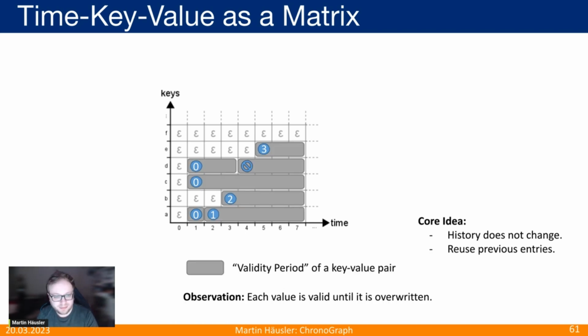And that looks like this. I call these gray boxes validity periods. Each key value pair is valid until a new value arrives for the same key. So for example, the pair D0 starts at timestamp 1 and ends at timestamp 3, because at 4 we have a new value for D, which is the deletion marker. So the deletion marker counts as a regular value in this case. And now the duplications are almost entirely gone. There is a small catch here, but for the most part, they're gone.